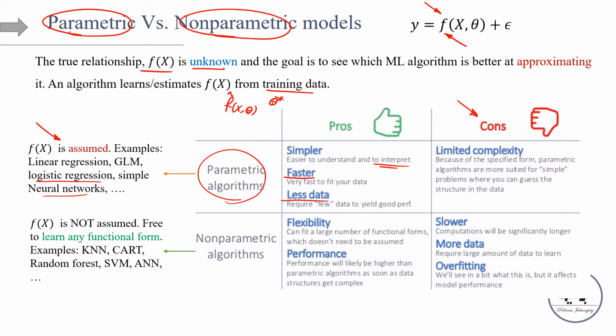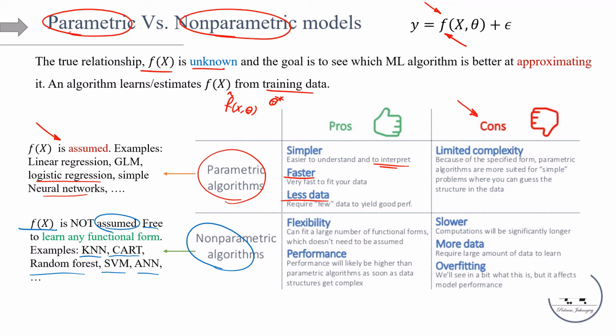So non-parametric models, and as you can guess, if f of x is not assumed, basically if you're not imposing any restrictions on the functional form of f of x, then we call it non-parametric, okay? This basically means that the model is free to learn any functional form, right? The examples are, for example, k-nearest neighbors, classification and regression trees, random forests, SVMs, artificial neural networks, etc. These are the examples of the non-parametric algorithms.